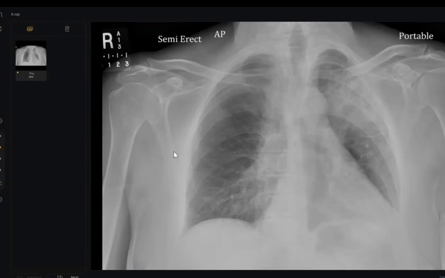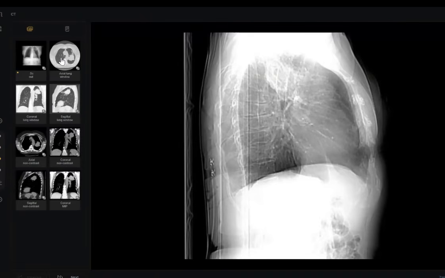So these findings of inhomogeneous opacity in the left upper zone with rib destruction, I'm thinking of an aggressive lesion in the left lung, and I would recommend a contrast-enhanced CT scan of the chest in this patient for further assessment of my findings. Excellent.